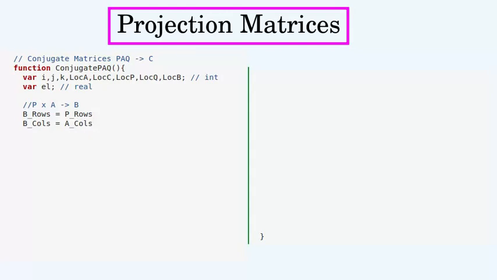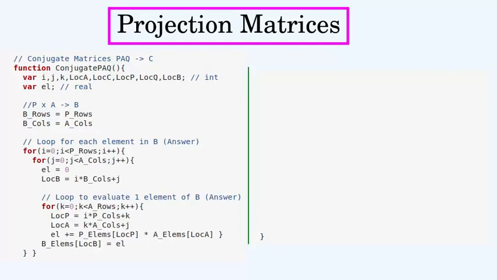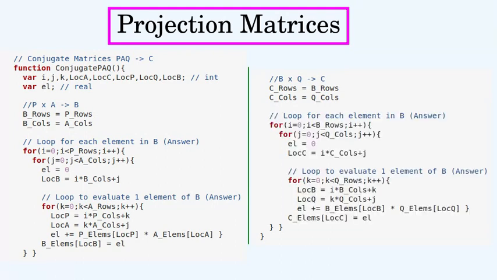We'll set the rows and columns of B. We'll then create the 3 nested loops to carry out this multiplication. Then we'll multiply this product matrix by the inverse of P on the right. Q is equal to the inverse of P. And we'll use the same structured loop to carry out this multiplication, giving us the answer.